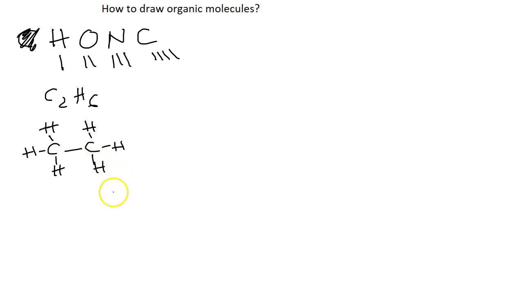And for this compound, each carbon has 1, 2, 3, 4 bonds, so it's all set, and each hydrogen has 1. So you've already satisfied the HONC rule.